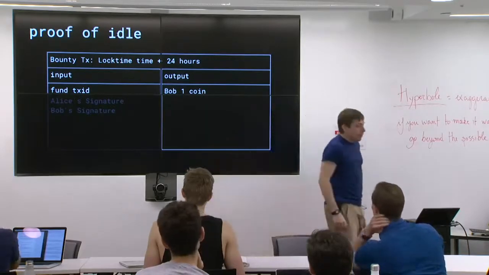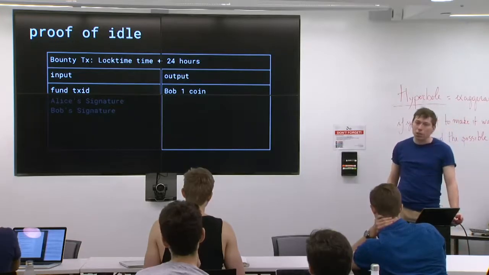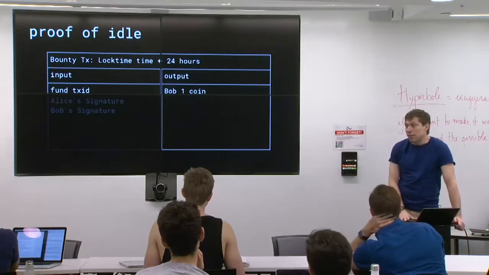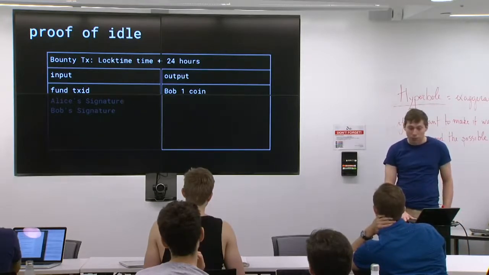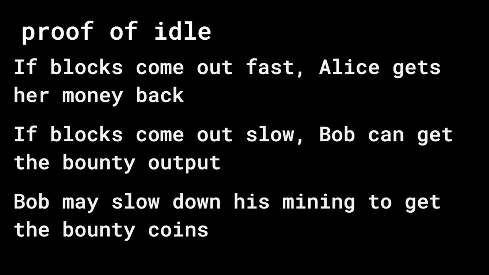So now Bob's incentives are, well, I'd like 144 blocks to take longer than 24 hours, because then I'll get this coin. And Bob has the means to influence this, right? Bob's a miner, so Bob can say, well, I'll just mine less. And if I mine such that in 24 hours, only 130 blocks come out, I get the coin. Cool. If blocks come out fast, on the other hand, Alice gets her money back.